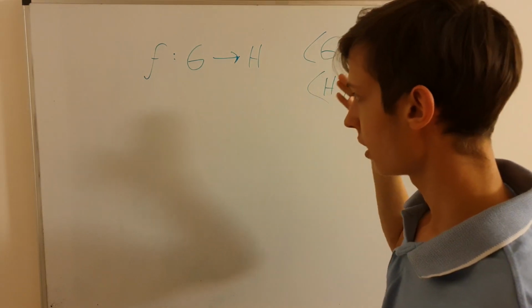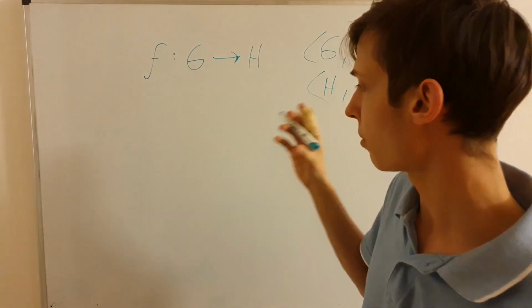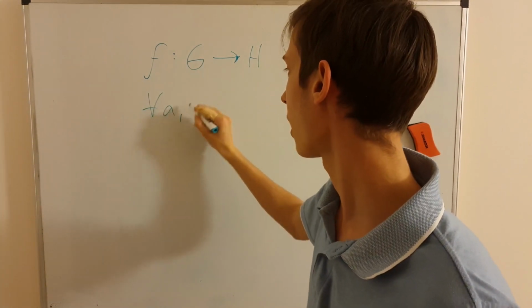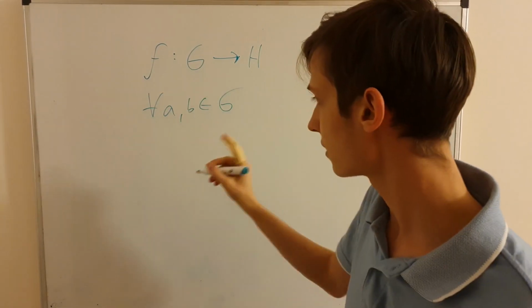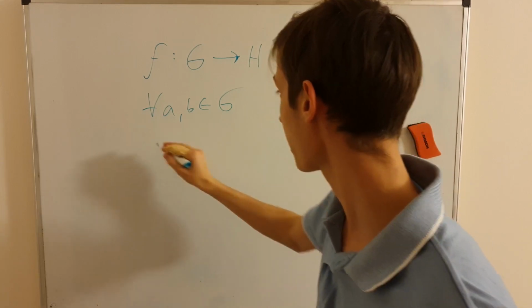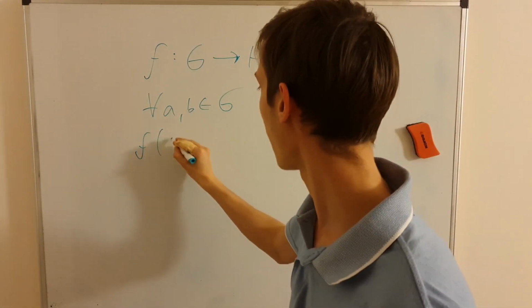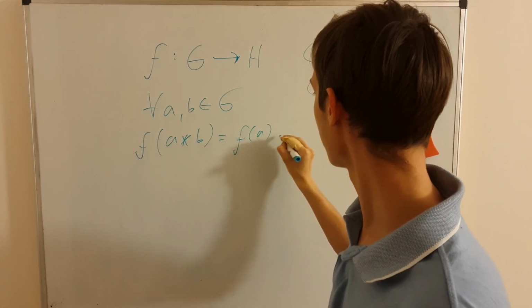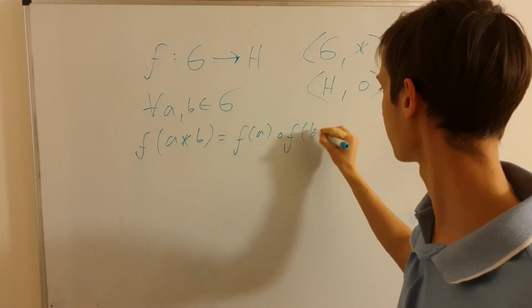Very common ways of denoting operations, and showing that these operations are not necessarily the same. So homomorphism can be summed up in the following way. For any two elements a, b inside G, this equation applies: this function f, which is the homomorphism from G to H, of the argument a star b equals f of a in the other group's operation with f of b.